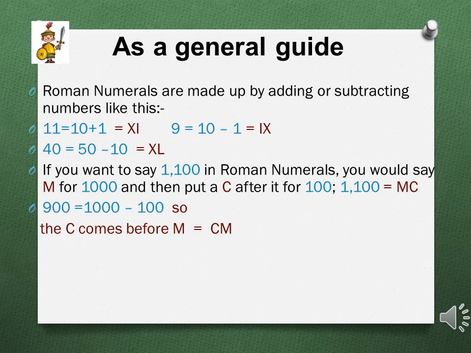If you want to say 1100 in Roman numerals, you would say M for 1000 and then put C after it for 100. That is, 1100 equals MC. And 900 is 1000 minus 100. So it will become CM.